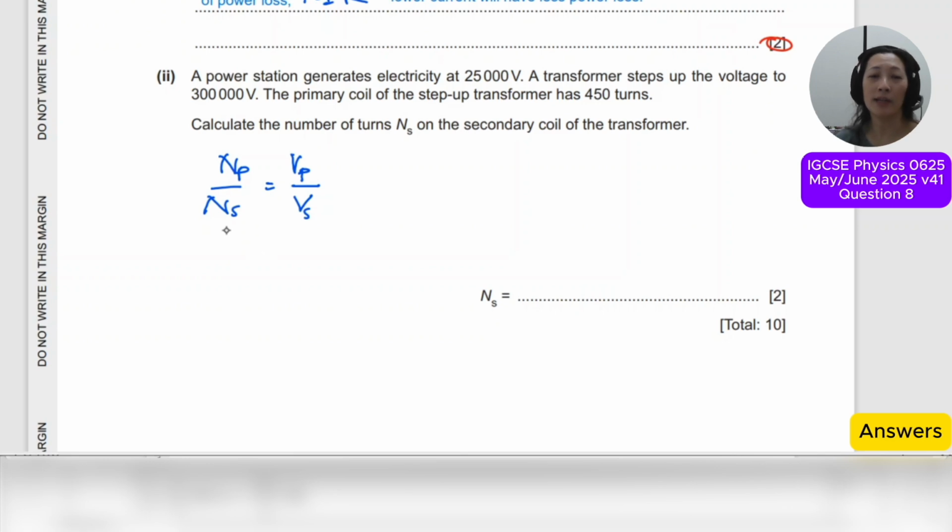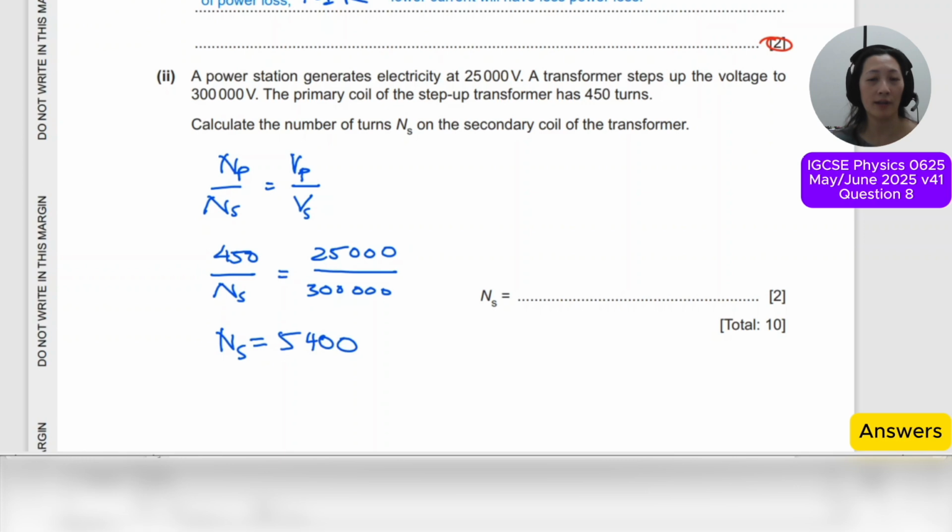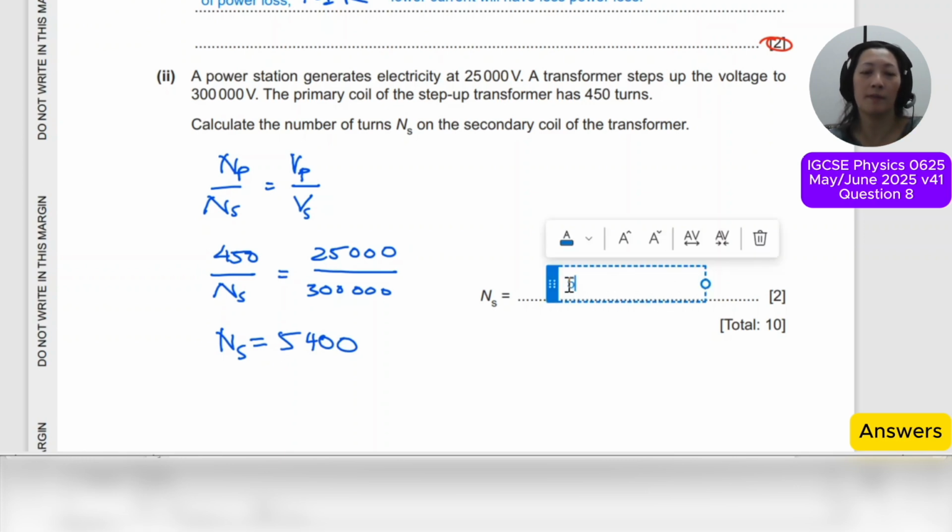So all we need to do is just substitute the values in. NP is 450, NS is unknown because we're looking for it. VP is the primary voltage, which is 25,000 volts. And the secondary voltage is 300,000 volts. Working this out, you'll get a number of turns on the secondary coil as 5,400 turns. That's the answer we will write in the space provided.